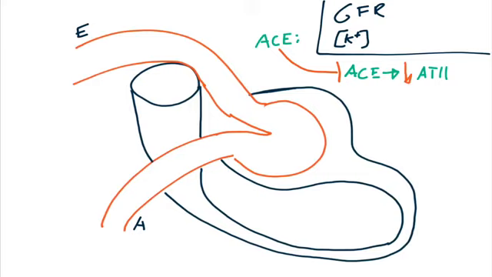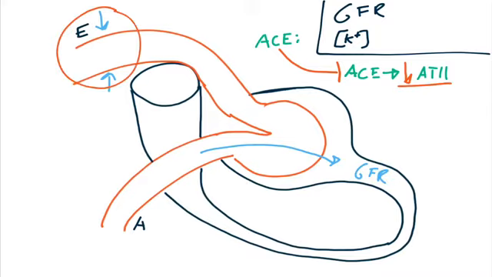Recall that angiotensin II normally constricts the efferent arteriole, and the constriction of the efferent arteriole would then lead to increased filtration and increased GFR. If you have less angiotensin II, then you'll have less constriction of the efferent arteriole and therefore less filtration and decreased GFR. So that answers our first question. In a patient with an ACE inhibitor, GFR will be decreased. But what would happen to the potassium level?